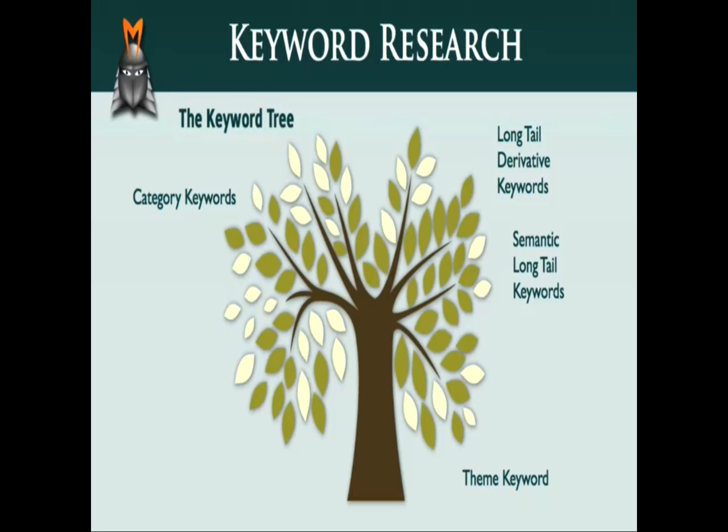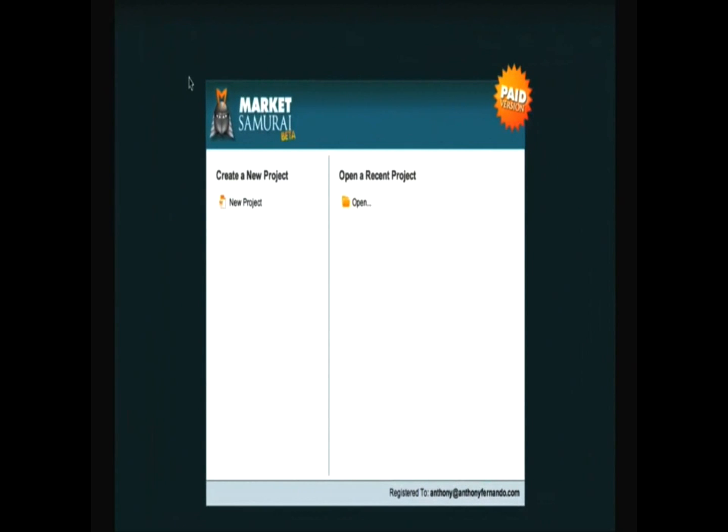So now that you understand what long-tail derivative keywords and semantic long-tail keywords are, let's take a look at how to use Market Samurai to find these important keyword phrases. What we need to do is to conduct another round of keyword research for our theme keyword and each of our category keywords. This time, however, we'll be using different search settings and different filters in order to find the long-tail keyword phrases that we're looking for. So let's take a look at the sleeping bag example from start to finish.